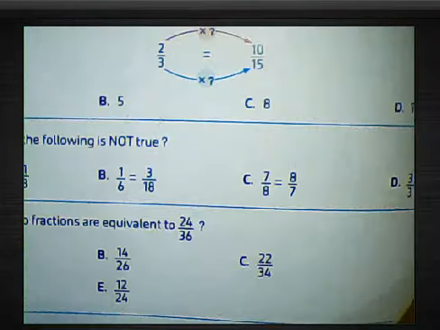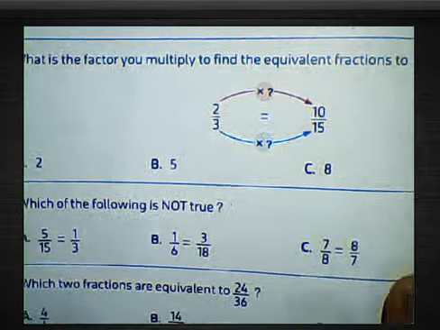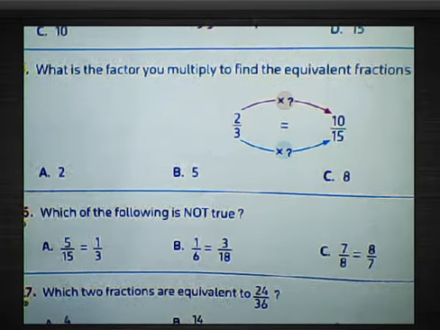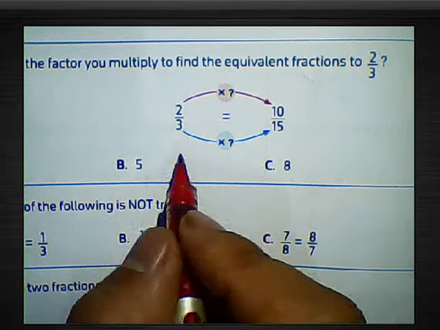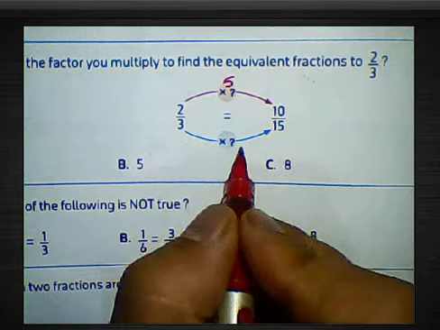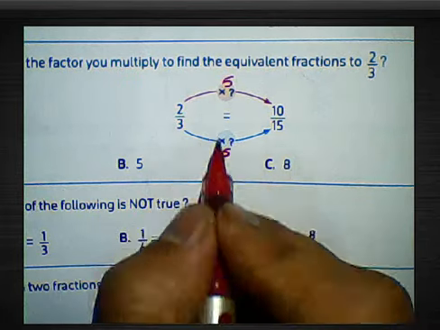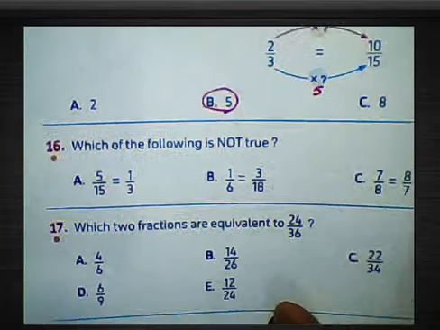And what about this example? What is the factor you multiply by to find the equivalent fraction 2 over 3? Ask yourself, 2 times what equals 10? 2 times 5 equals 10, and 3 times 5 equals 15. So x will be equal to 5. We must choose letter B for this example.